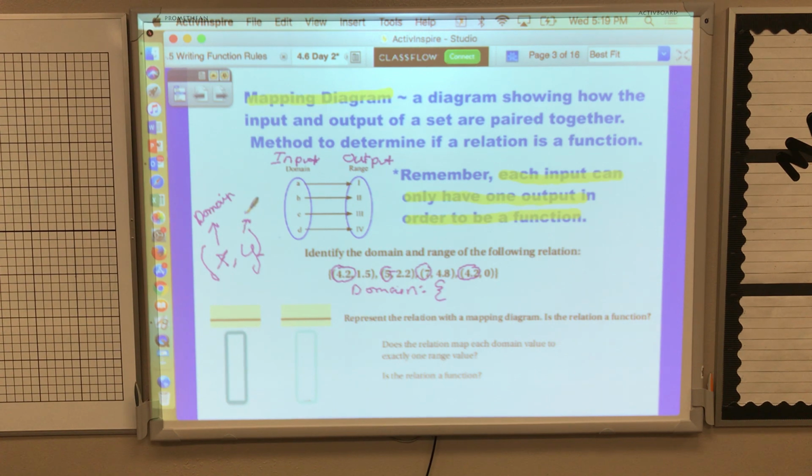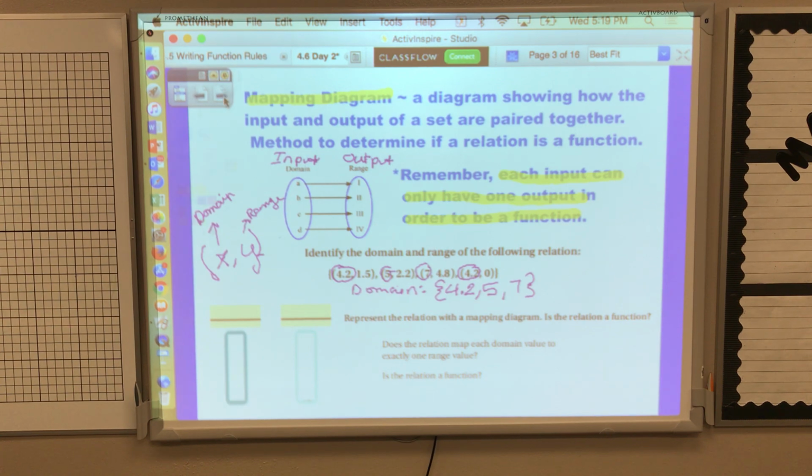The range. I see there's two 4.2s. That's my smallest number, so I'm going to write it down, but I'm only going to write it down once because I don't ever list it twice. Next we have a 5 and a 7, so 5 is next, and the last one is 7. So the domain of my function is 4.2, 5, and 7.